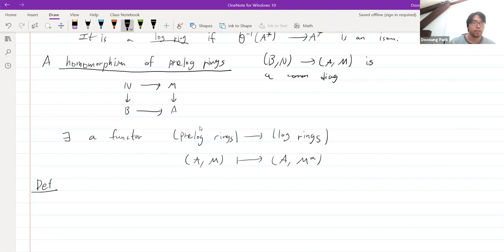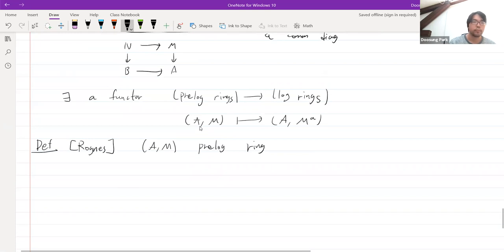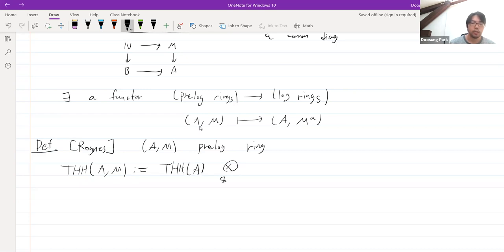Definition. This is due to Vogt. So if (A, M) is a pre-log ring, then THH of (A, M) is given by THH of A tensor with, I will explain this notation, S B^cyc M, S B^rep M. So here S is given by infinite suspension and take plus, just another notation.